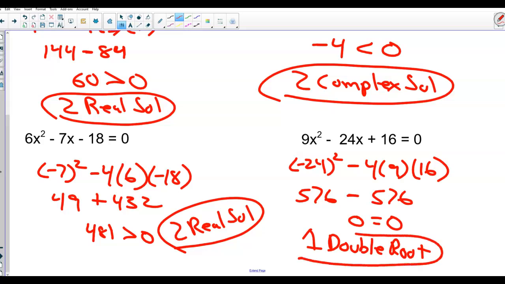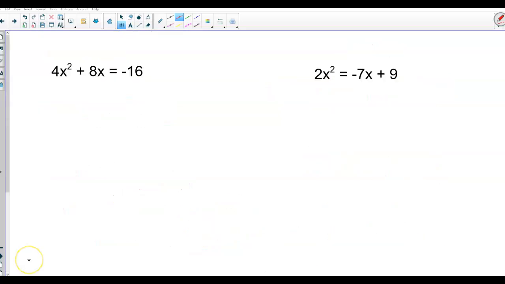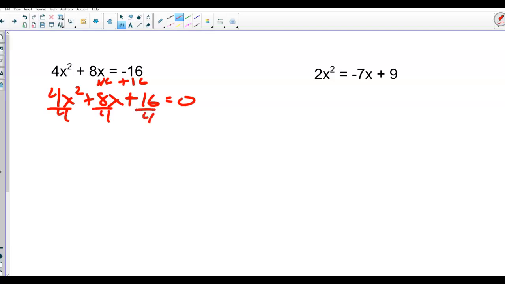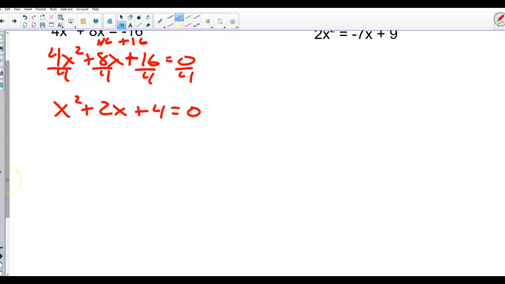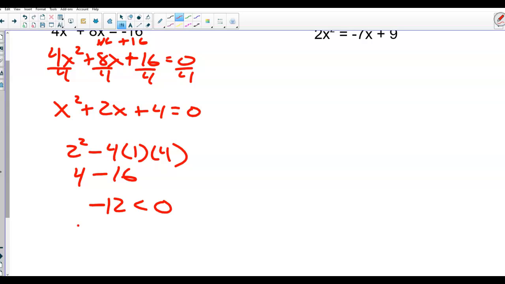Essentially, this comes down to knowing the rules. Before I can do anything with the discriminant, I've got to get everything equal to 0. And then, once again, if you can get a GCF out of there, do it. It's going to make your numbers easier to work with. 2 squared minus 4 times 1 times 4. That's 4 minus 16. Negative 12 is less than 0. It's 2 complex solutions.